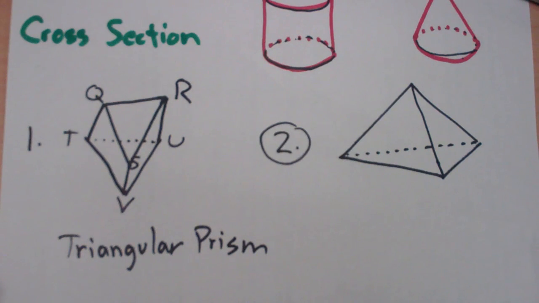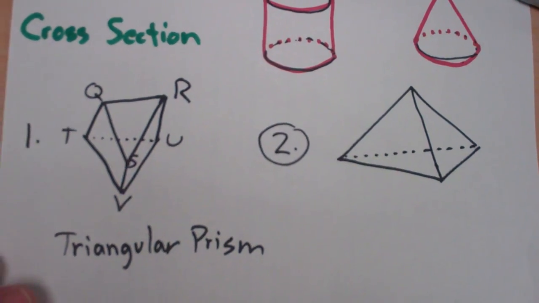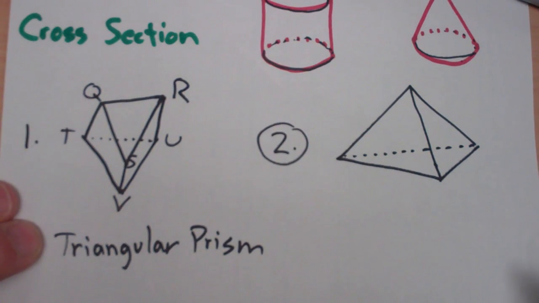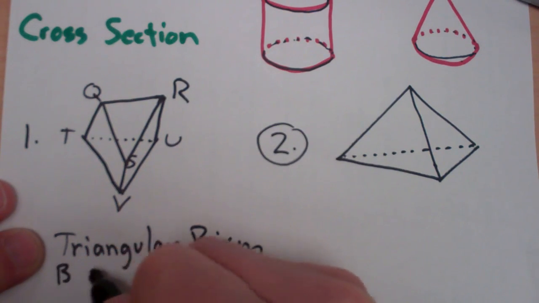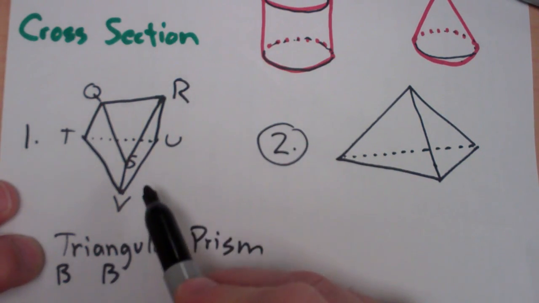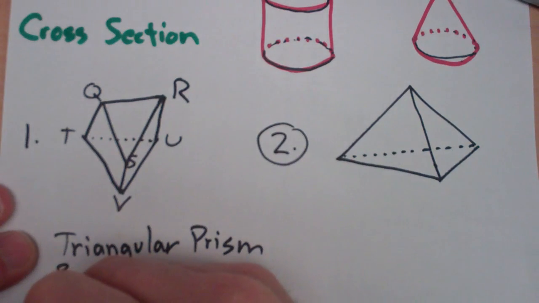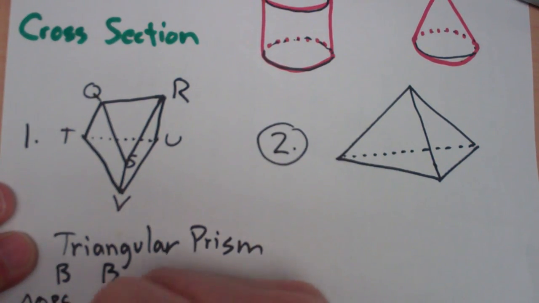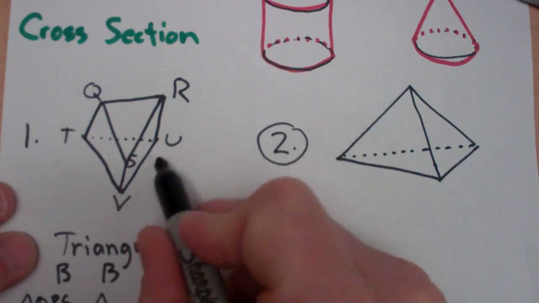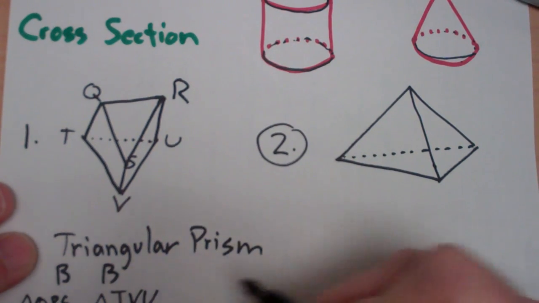All right. It says, then name the bases, faces, edges, and vertices. Well, the bases are going to be faces, so I'm going to go ahead and denote them with a B on top of them just so you see them. The bases in this case would be the triangles. So triangle QRS is a base, and also triangle, the bottom one, TVU, is a base.